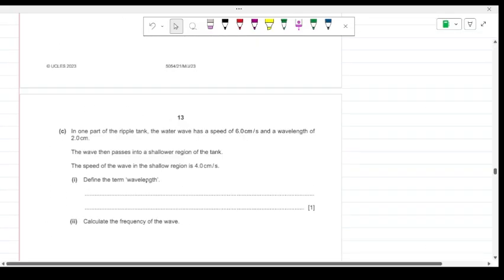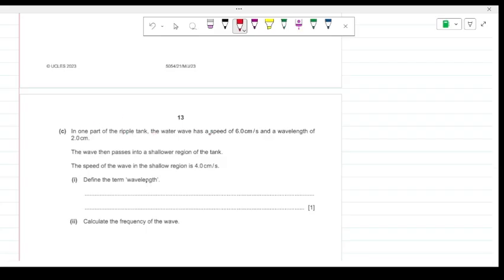Okay, discussing question number 7, part C. Part C says that in one part of the ripple tank, the water wave has a speed of 6 centimeter per second and a wavelength of 2 centimeter. We have been given two parameters: one is speed and another is wavelength. The wave then passes through the shallow region of the tank. The speed of the wave in the shallow region is 4 centimeter per second. So we can write the speed in the shallow region is 4 centimeter per second. Define the term wavelength.